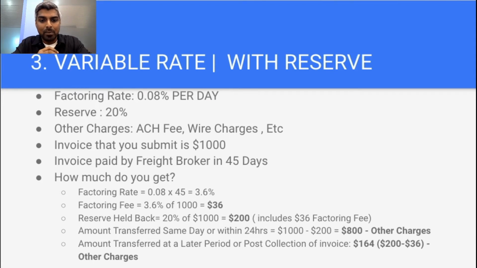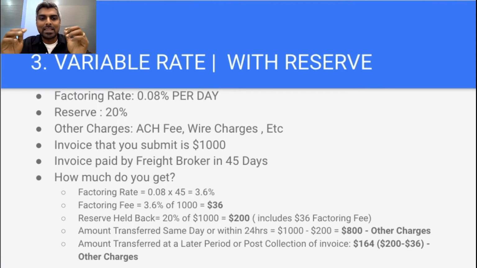In this example, it's a program where the factoring company says, we're going to charge you 0.08 percent per day of the aging of the invoice. And they say that we're going to hold a reserve of 20% because they also don't know how much to charge. It depends on when the invoice gets paid. There are other charges, ACH wire charges, which is standard across all factoring companies.